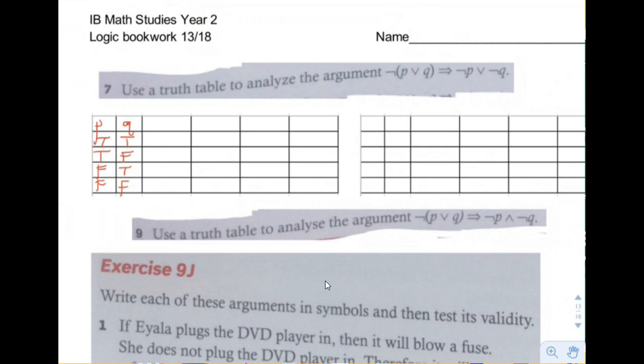Then we're going to start building this argument. So we'll start with the left side. To build this argument, we need a P or Q. P or Q is true whenever there's at least one true. So the first 3 are true because they have at least one true, and then the double false at the end is going to be false. Then we want to make the not P or Q in parentheses, and then we just invert everything. So the trues become false and the false becomes true.